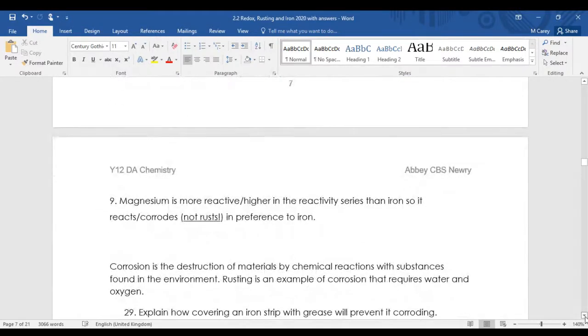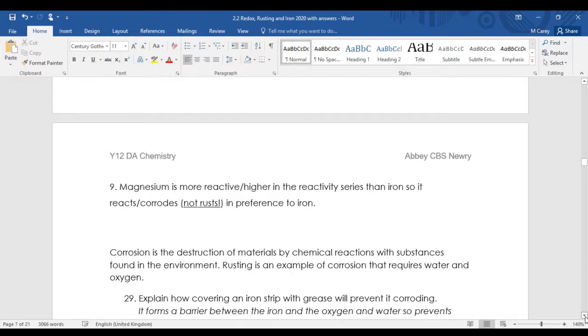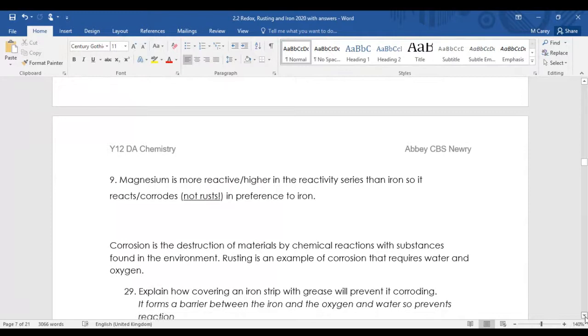Okay, this one here, and then the answer to 9, it's that magnesium is more reactive, or higher in the reactivity series, than iron. So it reacts or corrodes in preference to iron. Don't say rust. Rusting only applies to iron and ferrous materials such as steel.